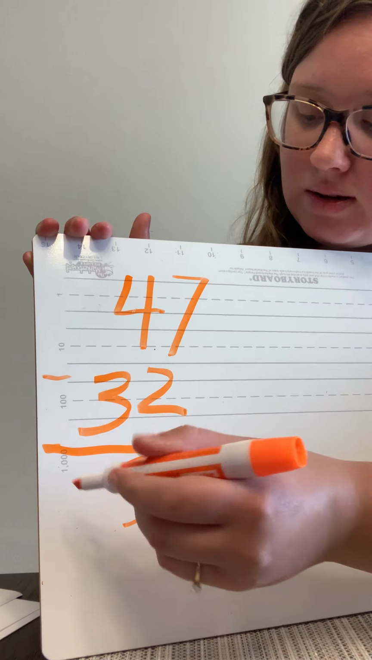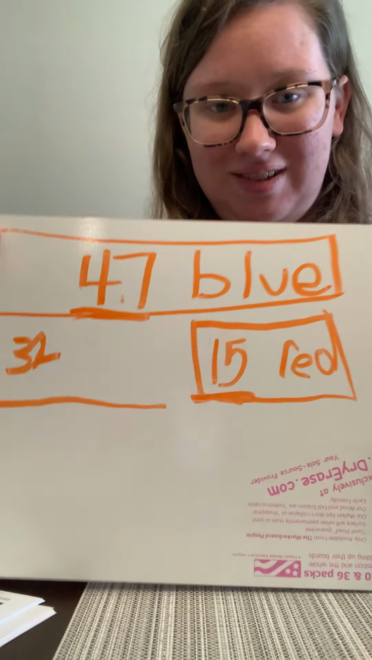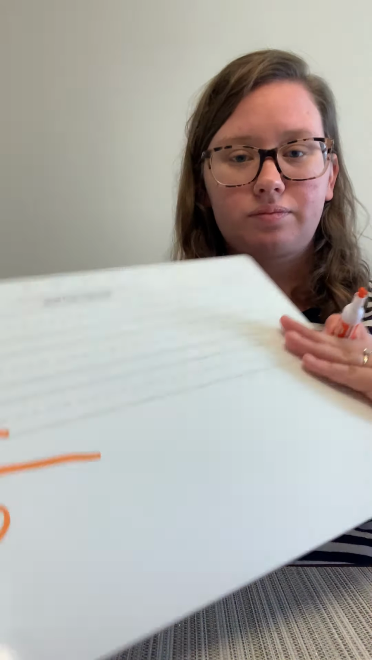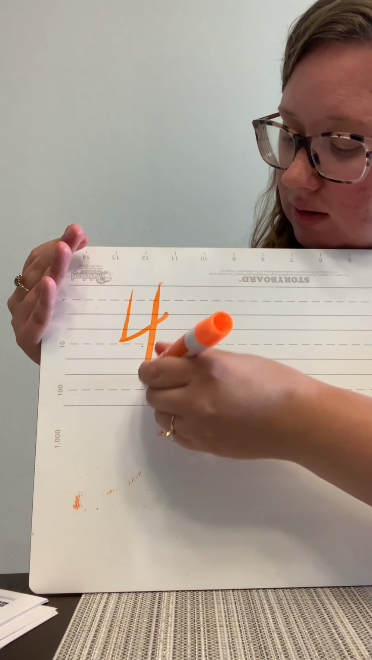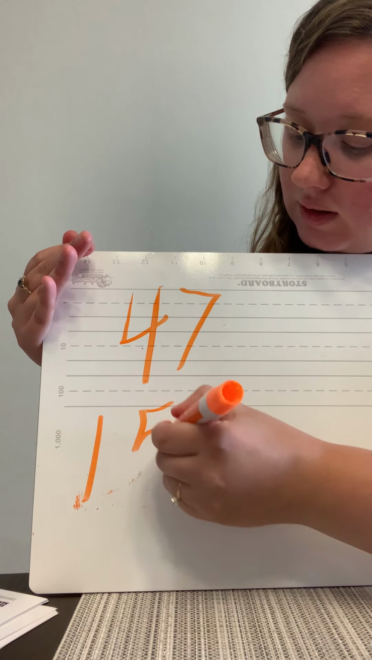B, how many photos are in the red and the blue albums all together? So when we're trying to find out all together, that means that we are joining two numbers. So we want to know how many are in the blue and the red all together. So we need to join 47 and 15. Let me erase this. 47 and 15. Joining those two numbers. So 7 and 5 is more than 10.